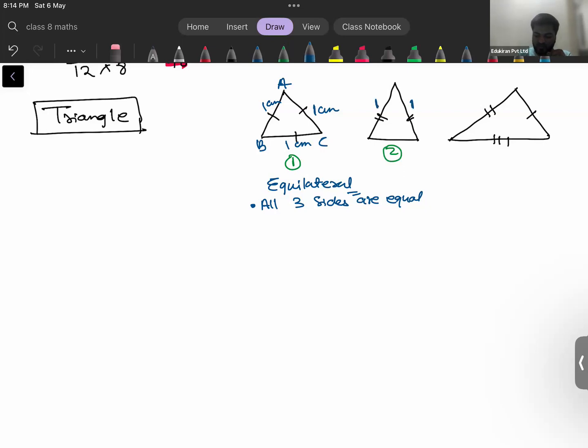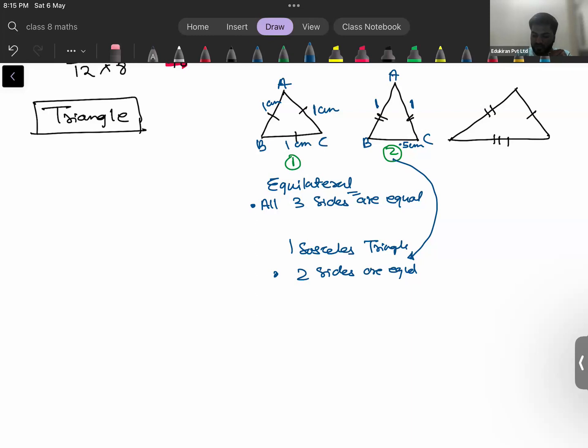This one is 1, this one is 1, and this one is 0.5 centimeter. Have you heard of the isosceles triangle? We call that an isosceles triangle, in which only two sides are equal.